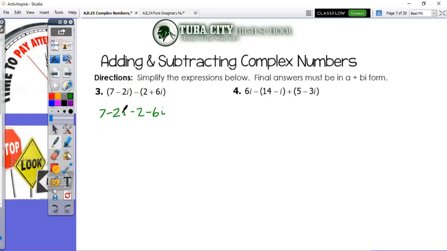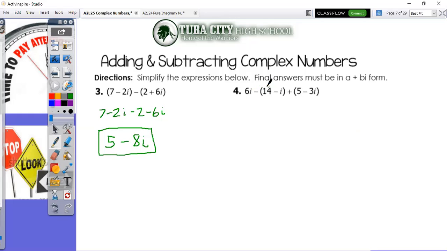Now let's combine our like terms. So 7 minus 2 is going to be 5. And let's see, combine negative 2 and negative 6 together, because they're both the i term. So that would be negative 8i. And it looks like we're done with that one. Moving right along.